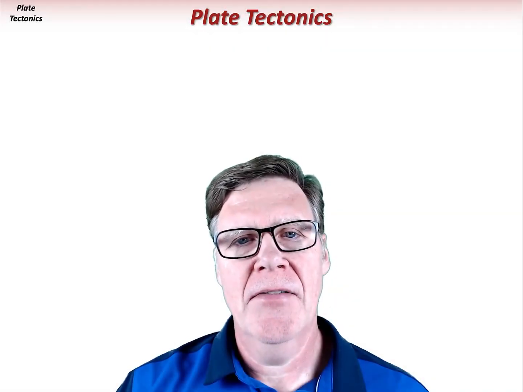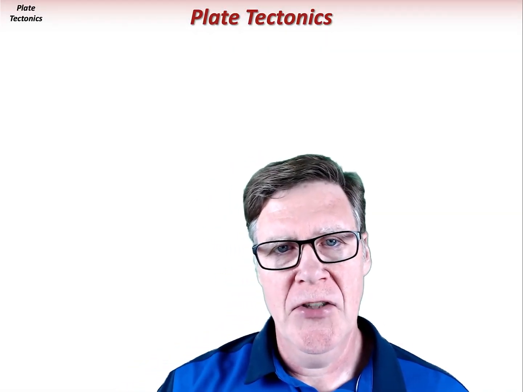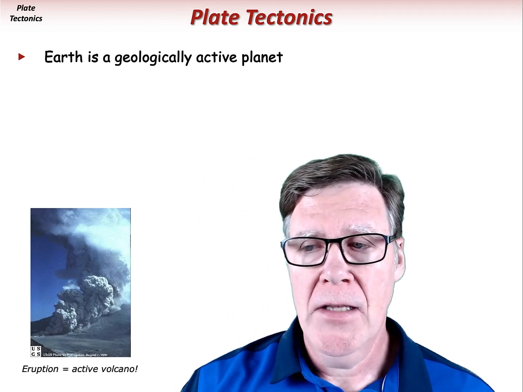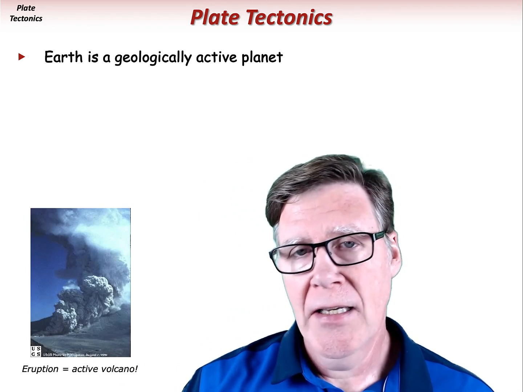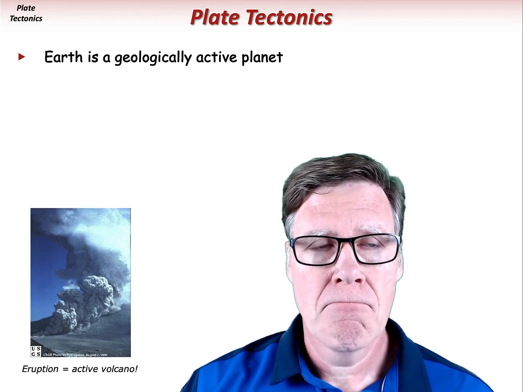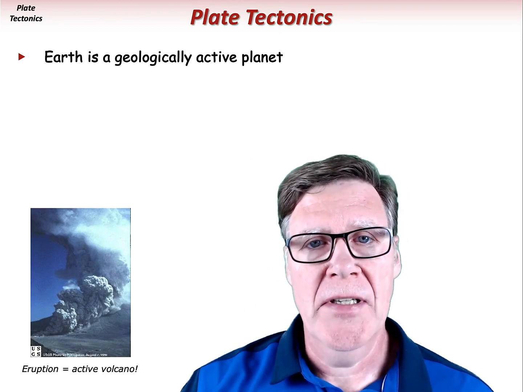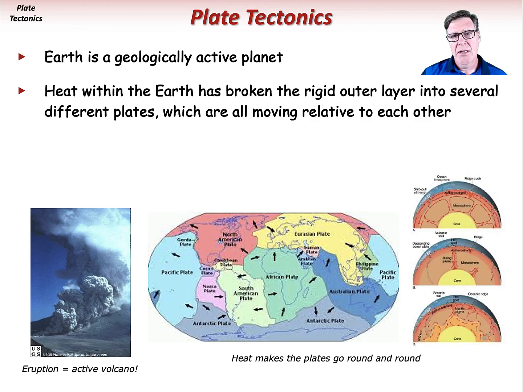Plate tectonic activity is a sure sign that Earth is a geologically active planet, as represented by volcanic eruptions like Mount St. Helens in 1980. This activity ultimately is due to heat within the Earth that is trying to escape, and this heat has broken the rigid outer layer, the lithosphere, into different tectonic plates. And these plates are all moving around relative to each other. Here's a simplified map showing the distribution of plates and their various movement directions.